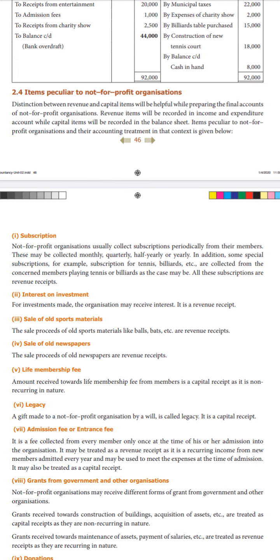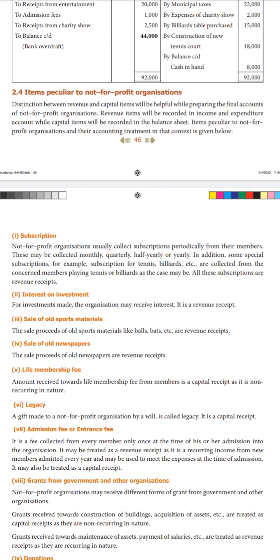But if the same building is to be maintained or any repairs have to be done, in that case we consider that as the revenue receipt, because that is recurring in nature. And if any payment is being made like salaries, wages and so on, that is also revenue receipts.